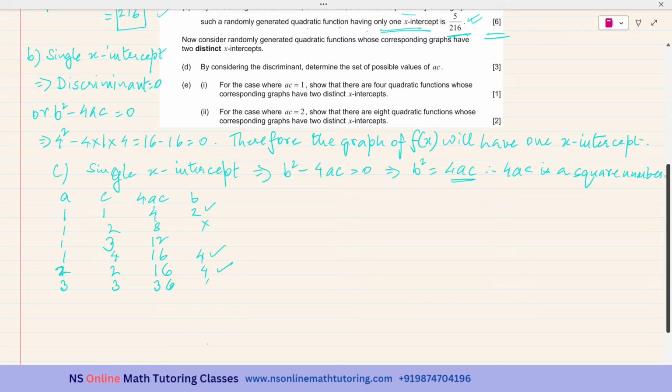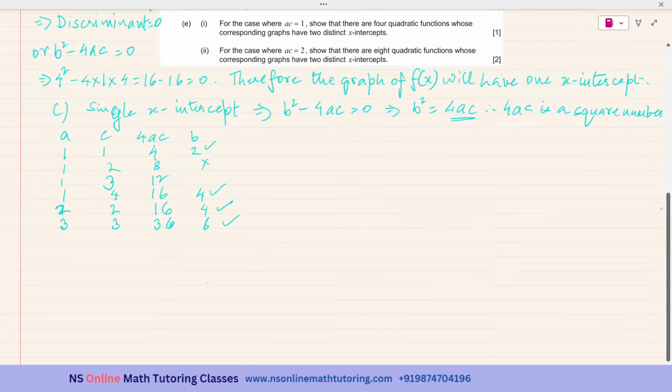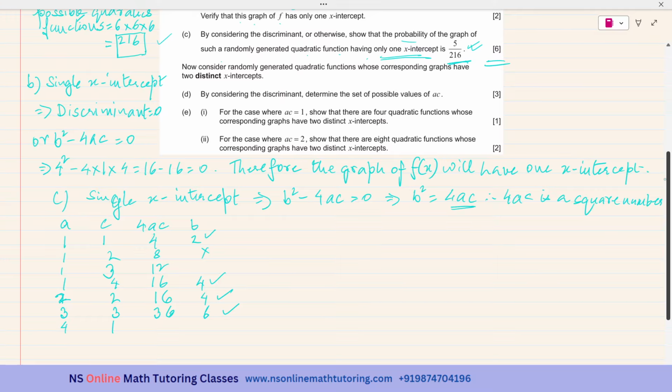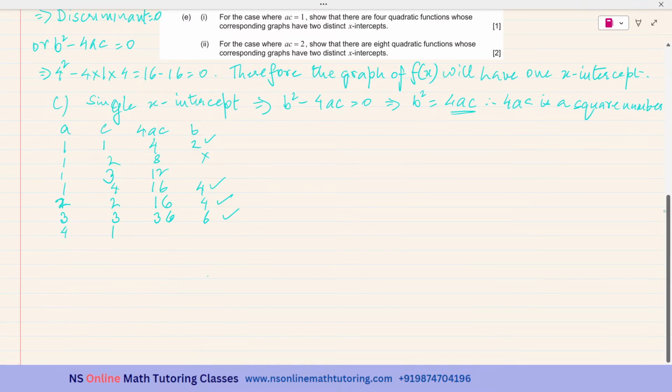Okay, so this is 6. I have got 4 of them. I should be getting one more. What is that? Oh, I will be having another one as 4, 1. Yeah, because I know the answer. It has to be 5 over 216. So the favorable outcomes should be 5. I have got 4 of them. So what will be the fifth one?